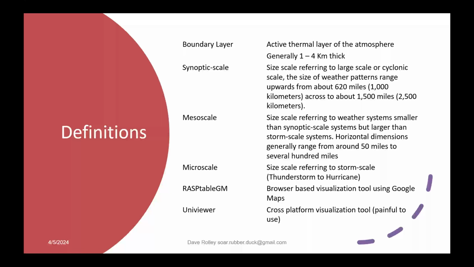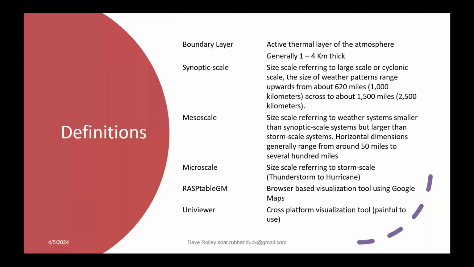Okay, some definitions as we work with this, because weather people talk in terms that we don't necessarily know or understand. When we talk about the boundary layer, that's the active layer of the atmosphere. It's generally 1 to 4 kilometers thick, so from the ground up to about 3,300 feet and then up to about 13,000 feet, depending on the conditions. This is the planetary boundary layer.